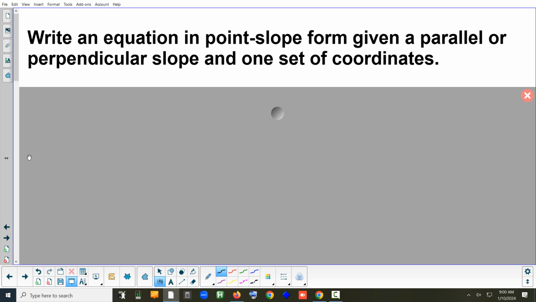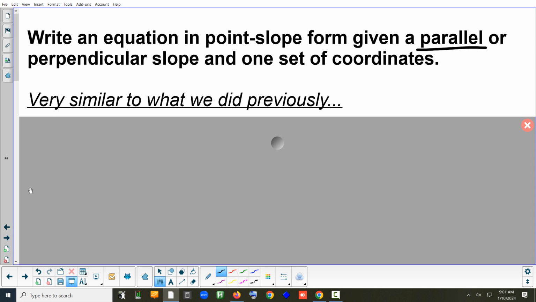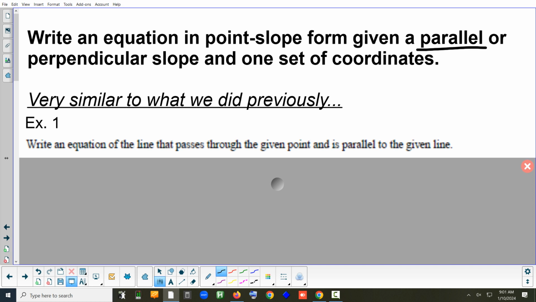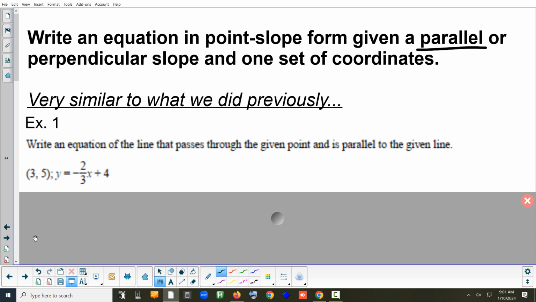All right, so let's start with an example. It says, write an equation in point-slope form. I know it says parallel or perpendicular. Today, we're going to focus on parallel. Tomorrow we're going to do perpendicular, all right? So I might give you the directions on how to do both, but for today I want to focus just on practicing one of them. It's going to be very similar to what we've done before. You don't have the coordinate and the line here, so on your guided notes, you need to fill in the point 3, 5. That's the point that we want our line to go through. And we want it to be parallel to y equals negative 2/3 x plus 4.